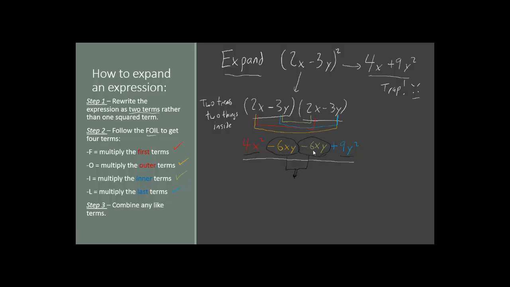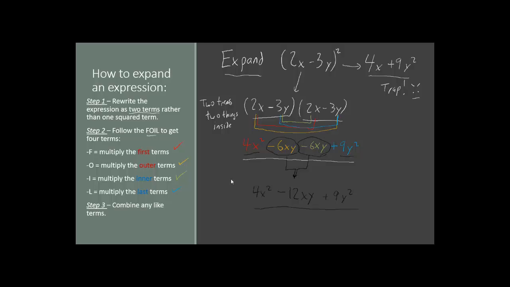Negative 6 and negative 6 makes negative 12xy, and the other terms stay the same. 4x squared stays the same, and 9y squared stays the same as well. And this is our final answer. And that's the FOIL method.